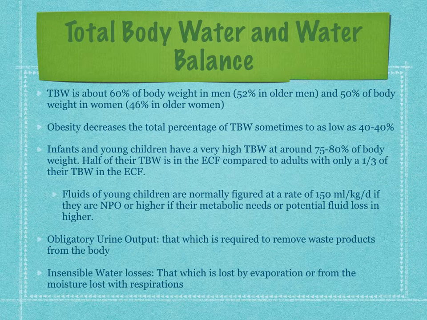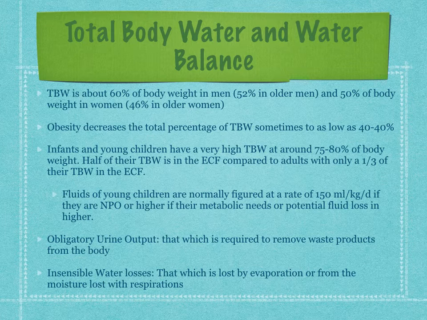Fluids in young children are normally figured at a rate of 150 milliliters per kilo per day if they're NPO, or higher if their metabolic needs or potential fluid loss is higher. This is one of those things that you could possibly get a math question about. So how do you figure out what their total fluids are if they're getting 150 milliliters per kilo per day? Well, you multiply 150 times their weight in kilograms, and that tells you how much fluid they'll get in the entire day. If it's all going to be in IV fluids, then we would divide that number by 24, and that tells us what our rate will be over the next 24 hours.